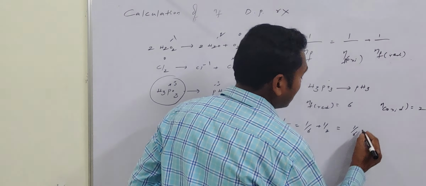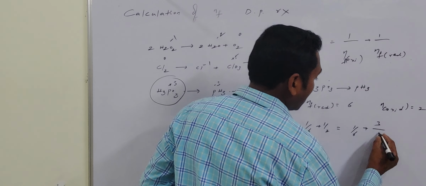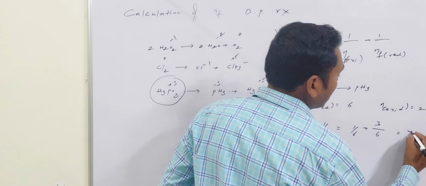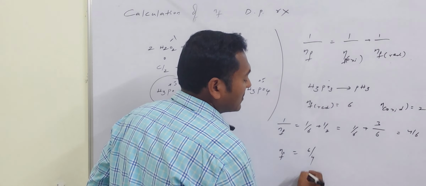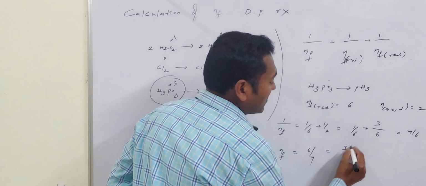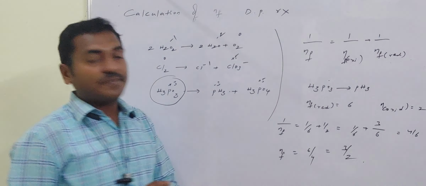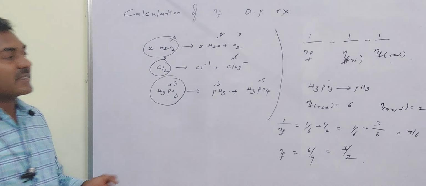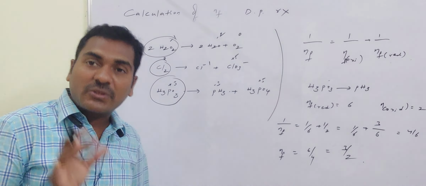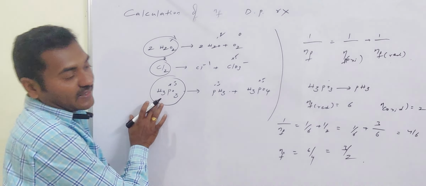So net n factor reaches as 1 by 6 plus 1 by 2. I can write it as 1 by 6 plus 3 by 6 also. That is 4 by 6. 4 by 6 implies the n factor reaches 6 by 4, which is equal to what? 3 by 2 is the n factor. In this way, the n factor of chlorine, hydrogen peroxide, and H3PO3 can be calculated. This is the n factor of this.